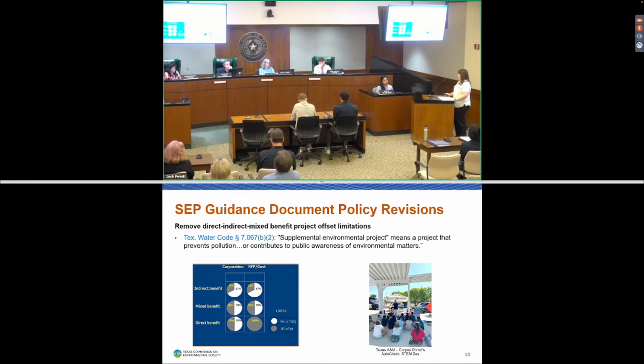However, the SEP statute doesn't actually contemplate that we give the preferential treatment to direct benefit SEPs that we do. One of the purposes of the SEP program is to contribute to public awareness of environmental matters. So this restriction here, as Carlos mentioned, we don't have any mixed or indirect benefit SEPs right now. And it's difficult to say how many we would have had because a lot of third-party administrators effectively get spooked when they realize they're not going to get as much money if they're doing an indirect or mixed benefit project. The picture on the lower right is just a cute example of what an educational SEP could look like. This was not funded using SEP dollars, but was performed in association with Texas A&M Corpus Christi's Auto Check SEP.